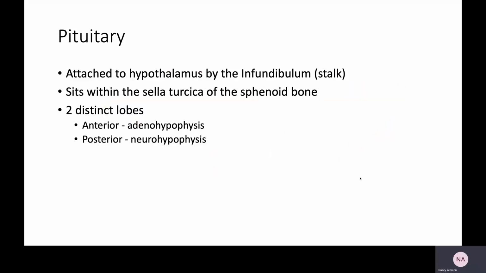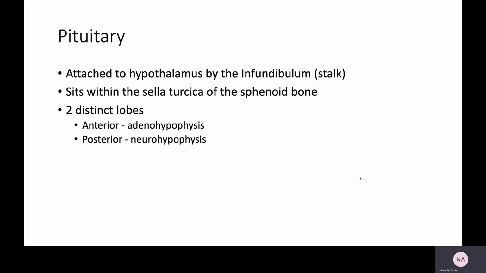So, review. Pituitary is going to be attached to the hypothalamus by the infundibulum, that stalk-like thing. It does sit within the sella turcica of the sphenoid bone, and there are 2 distinct lobes. The anterior pituitary, another name for that is adenohypophysis, and the posterior pituitary, and another name for that is neurohypophysis.